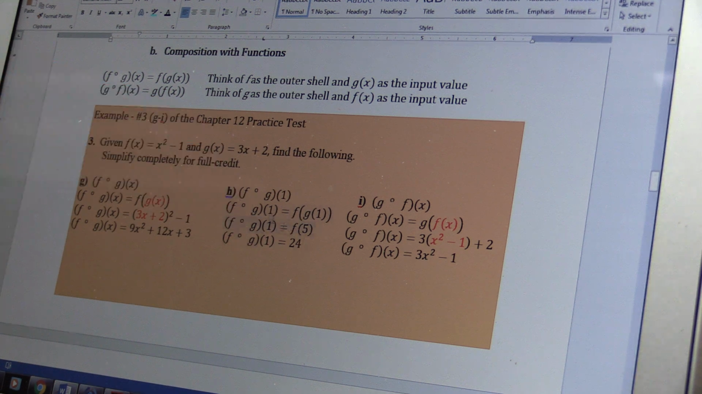That's a way to do it, especially if I didn't ask you to find the general case of f comp g of x. But if I did ask you to find the general case of that, you could actually just take the 1 and plug it into the x in the f comp g of x. It's for all of them. So 9 times 1 squared is 9, plus 12 would be 21, plus 3 is 24. You get the same answer.